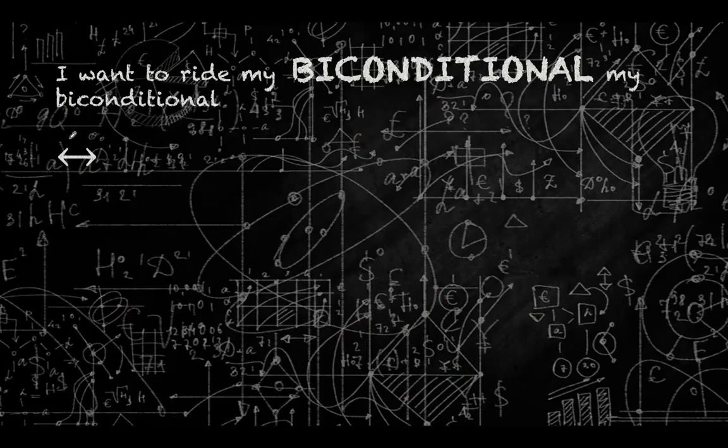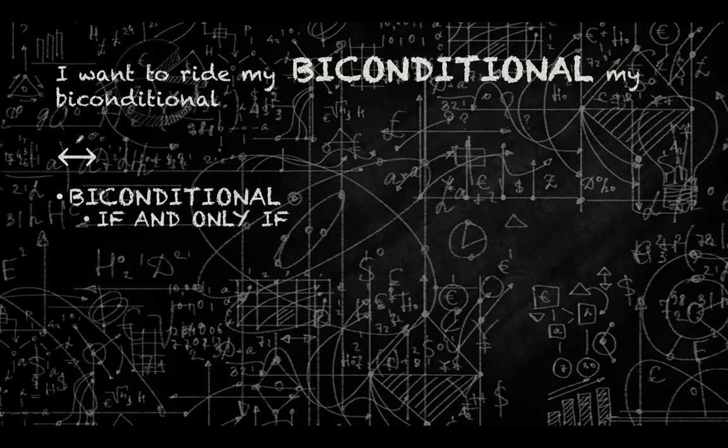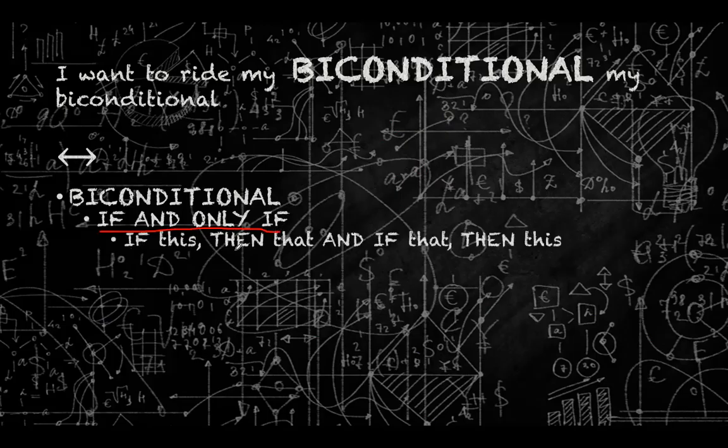So the biconditional then is the conditional. Do they both rely on each other? Then they do, right? So what we say is if and only if, all right? So if this, then that, and if that, then this, right? So we just take the conditional and make it go both ways. Do they both have to be true or they both have to be false? Yes.